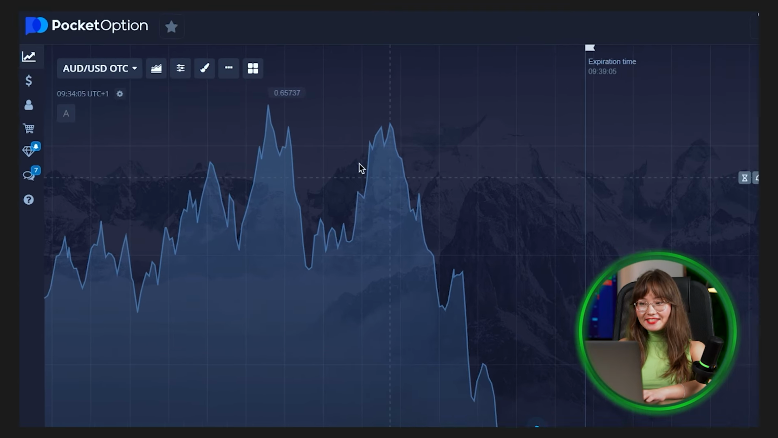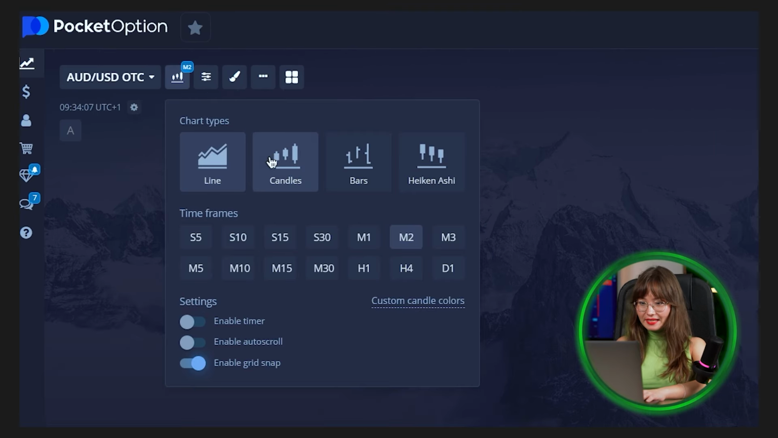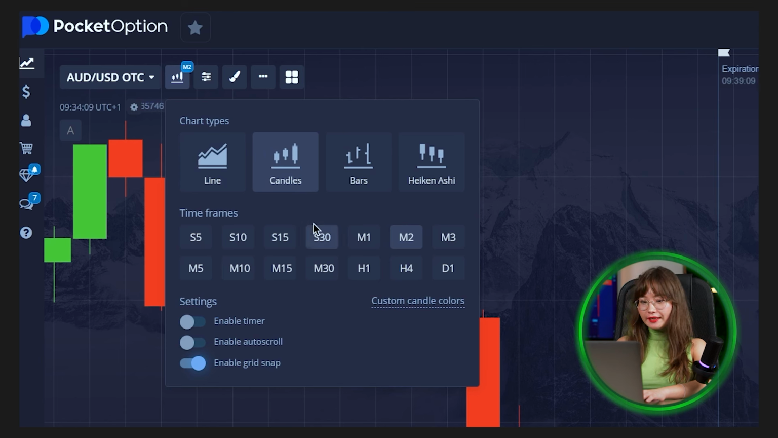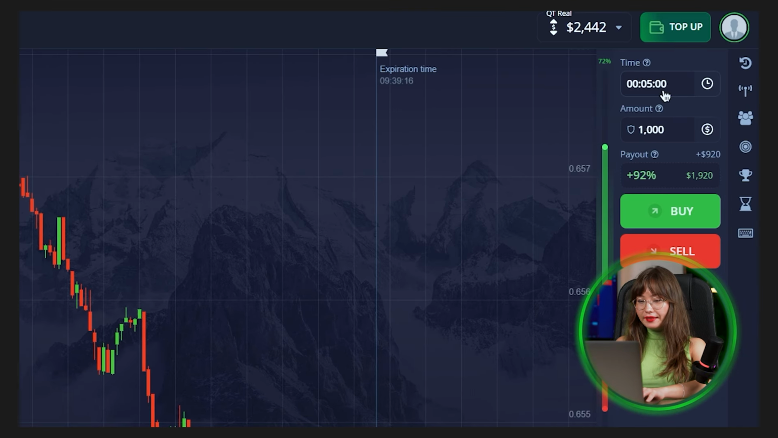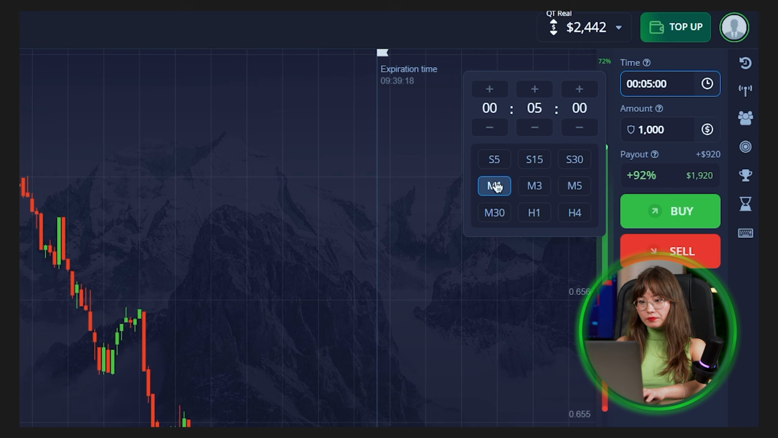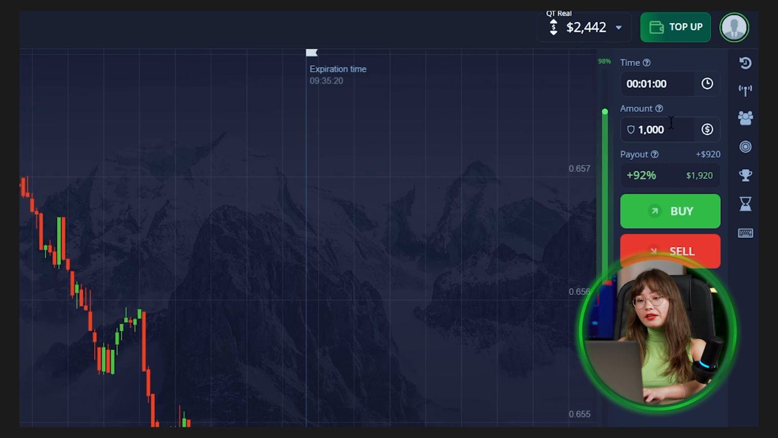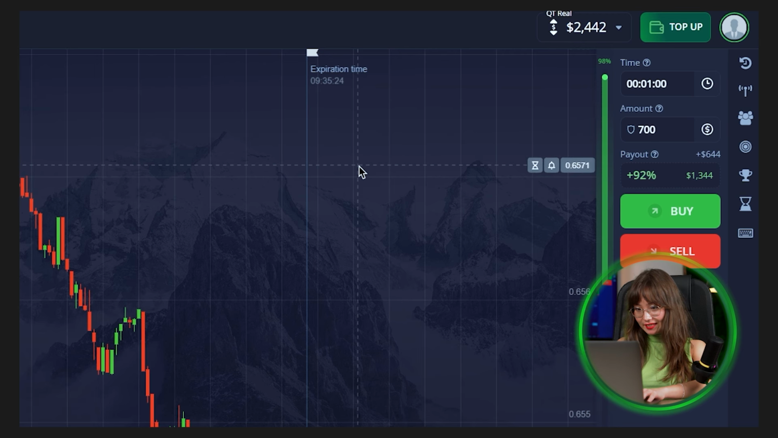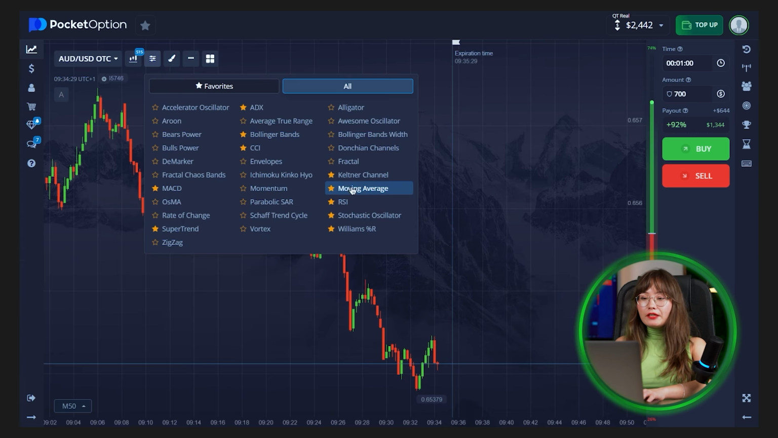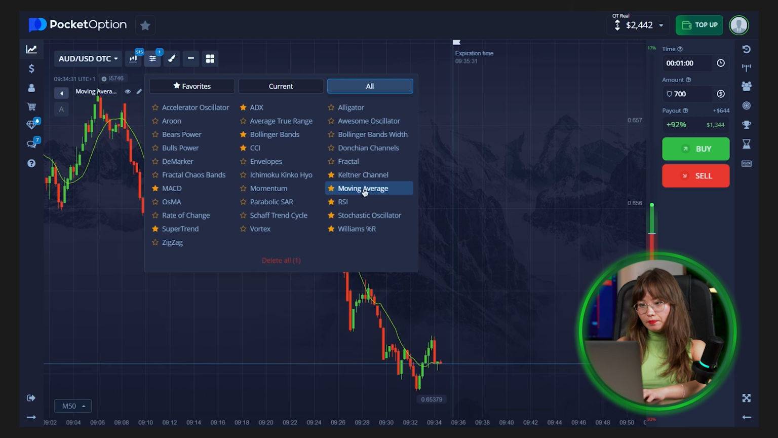Alright, let's get started. First, switch your chart to candles and set the time frame to 15 seconds with a 60-second trade expiration. And today we are trading with 700 bucks. Let's do this. We will be using two indicators, moving average and MACD.